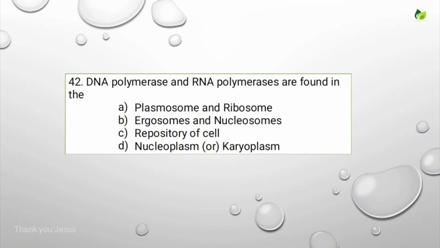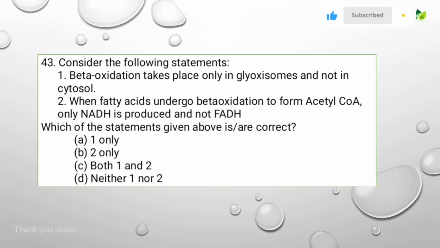DNA polymerase and RNA polymerases are found in the. Options are plasmosomes and ribosome, ergosomes and nucleosomes, repository of the cell, nucleoplasm or karyoplasm. For this, the correct answer is nucleoplasm or karyoplasm. Let's see the next question.